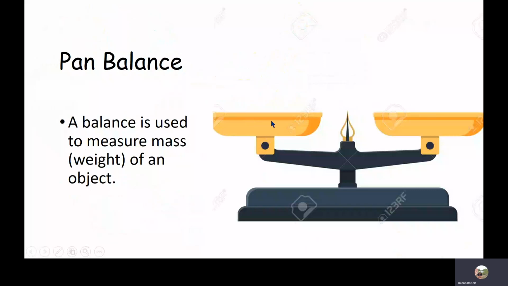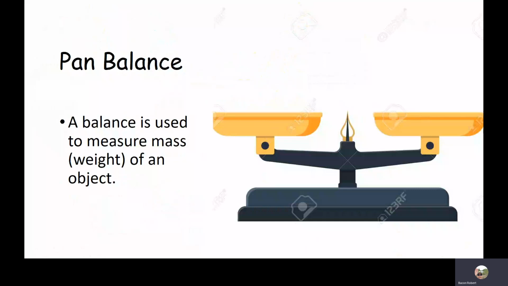But a pan balance like this is more accurate, and it's used to measure mass, how much matter is in something. And we've talked a little bit about how mass and weight are related but somewhat different. So we want to make sure we use the word mass when we use our pan balance. We're figuring out how much matter is in something.